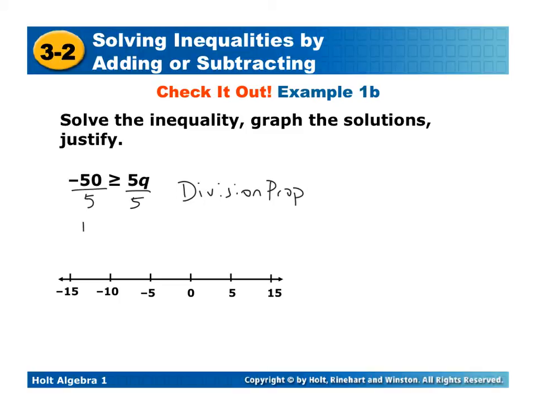50 divided by 5 is 10. Negative divided by positive is a negative. So negative 10 is greater than or equal to q. So we're going to have a closed circle. Negative 10 is the biggest, so our arrow would go to the left. Remember, or we can flip this around. Either way, it's open towards the same numbers.